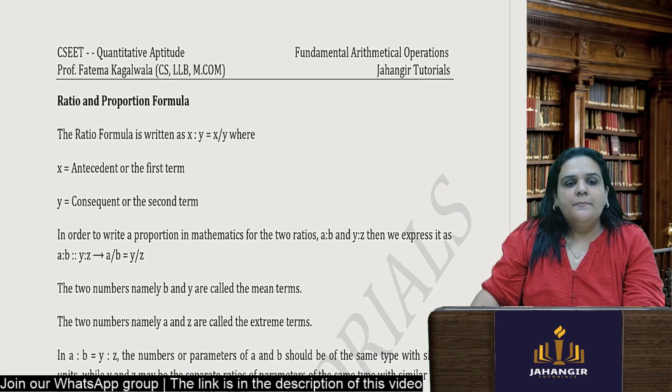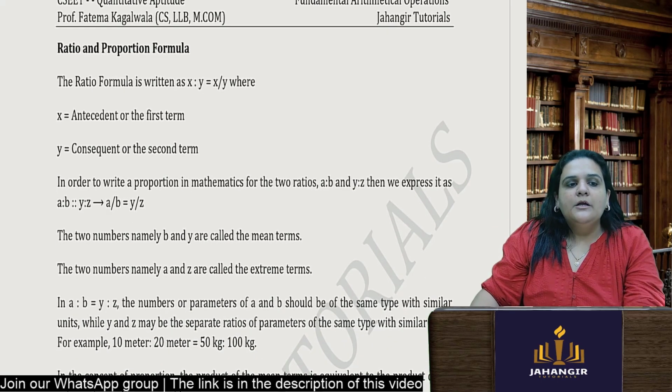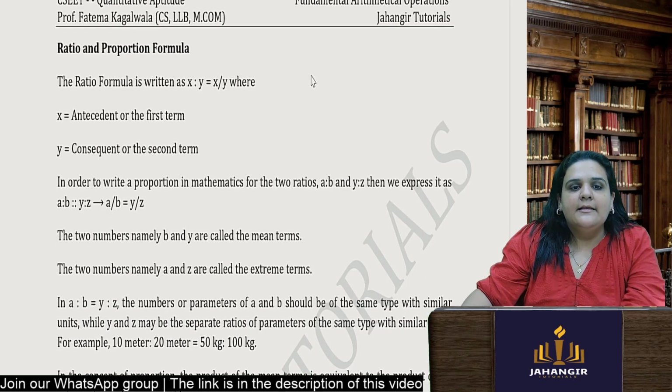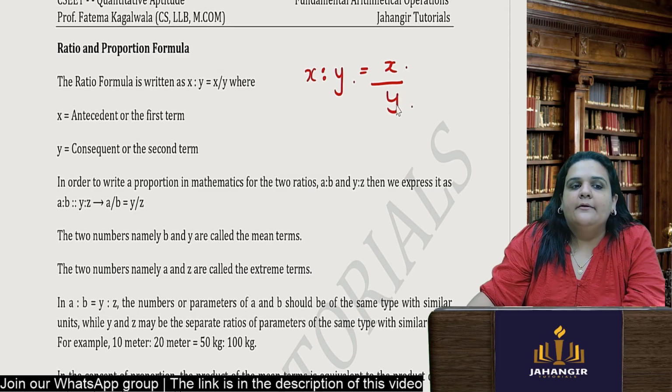Now, the ratio and proportion formula, as I told you, we generally solve this. We write the ratio as x is to y, which you can also write as x upon y. x is known as the antecedent or first term, and y is the consequent or second term.